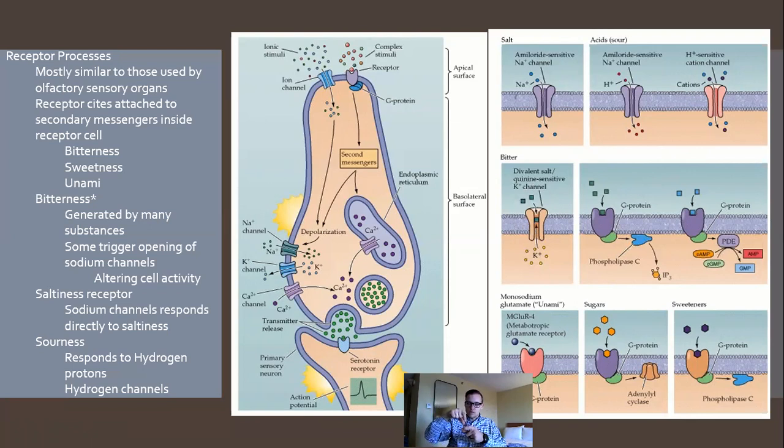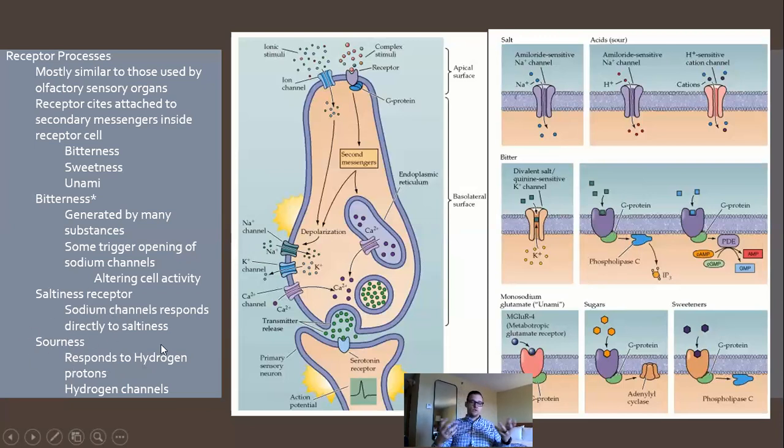When the chemical comes along and attaches to the appropriate receptor, it opens up a sodium channel directly and allows sodium in. So you don't have this whole signal protein. You just have a sodium channel that's gated by the chemical. And saltiness and sourness have a similar system to that.